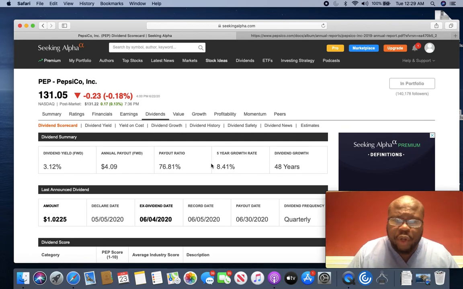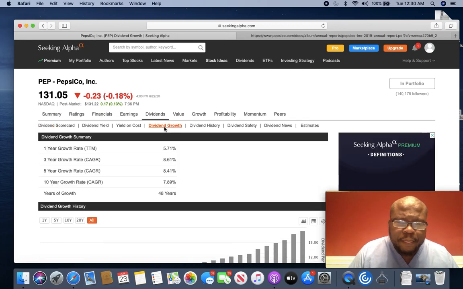The other important thing you want to look at is the growth rate, the dividend growth rate. They have the 5-year dividend growth rate. They say here about 8.41%, which is what you want to see. They break it down here in 1 year. The 1 year dividend growth rate about 5.7%. 3-year dividend growth rate 8.61%. 5-year dividend growth rate 8.41%.